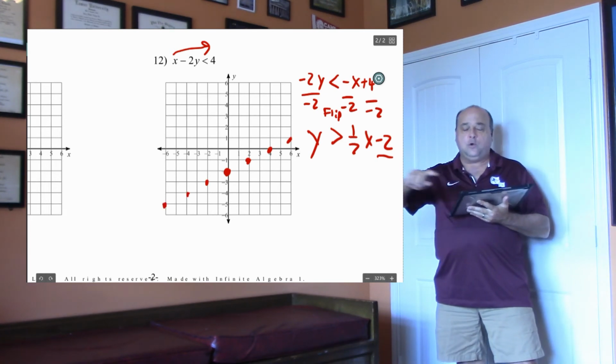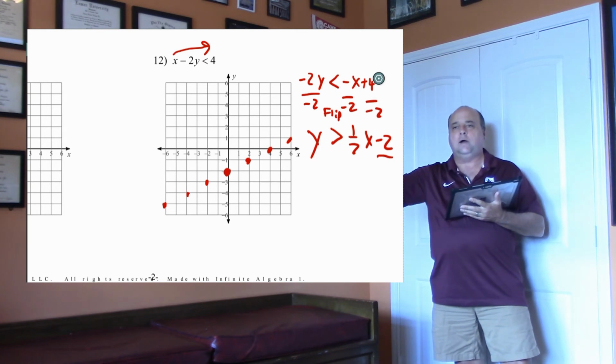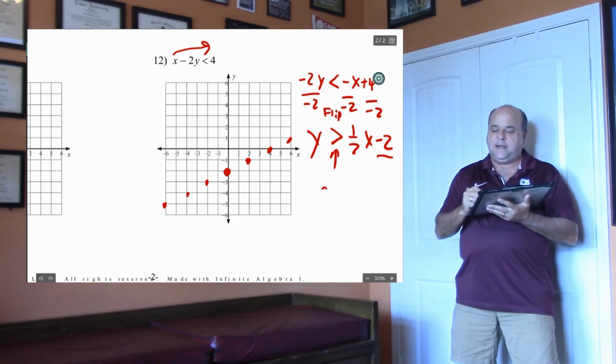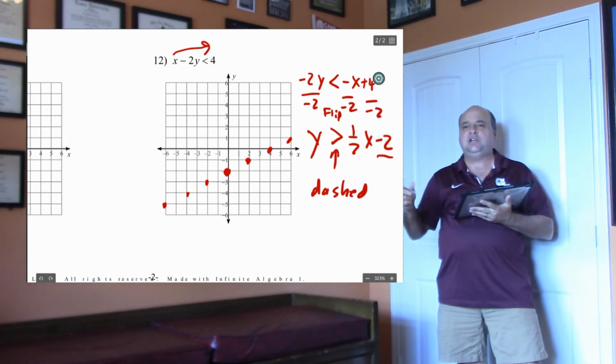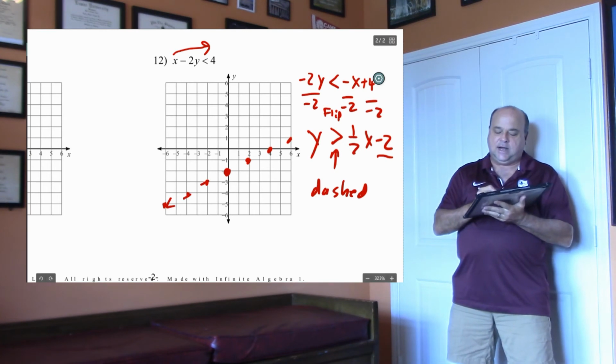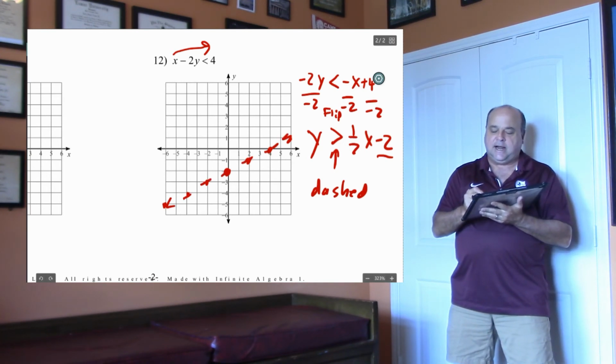Okay, so if I'm going left to right, I'm always going up 1, right 2, up 1, right 2. This will be a dashed line, won't it? So we have a dashed line through these dots. If you have a lot of dots, all you got to do is make each dot a dash.